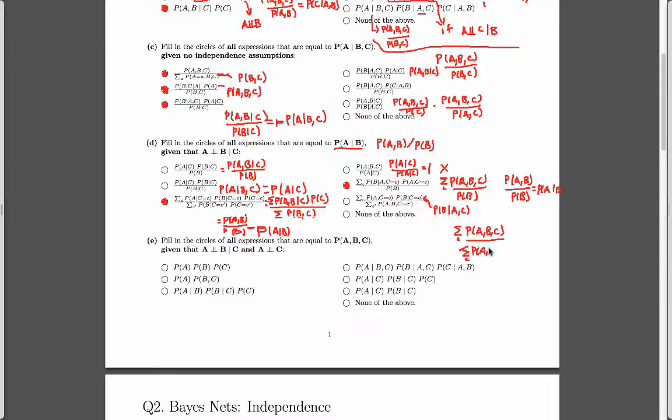Probability of A, B, and C. So this is equal to 1, which is not equal to the probability of A given B. So that's our final answer. Now let's look at this last part.